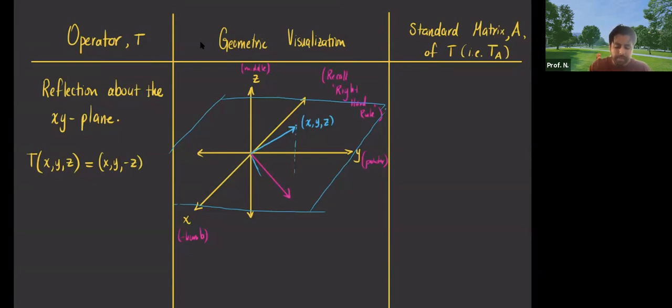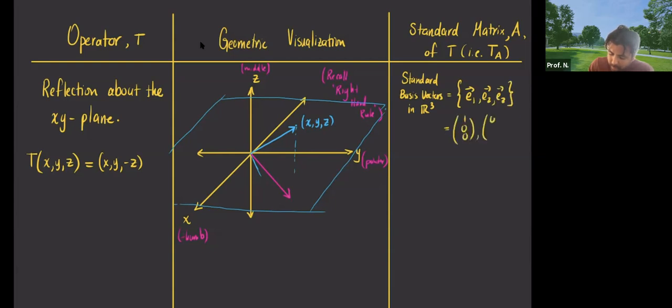Does everyone see that? So then what would be the standard matrix? Well, remember how we find the standard matrix? We use our standard basis vectors. In this case, we don't have 2 standard basis vectors, as in the case of R2; we have 3 instead. So I just want to make sure everyone understands the standard basis vectors in R3: we have E1, E2, and E3. And of course, these are 1, 0, 0; 0, 1, 0; and 0, 0, 1.